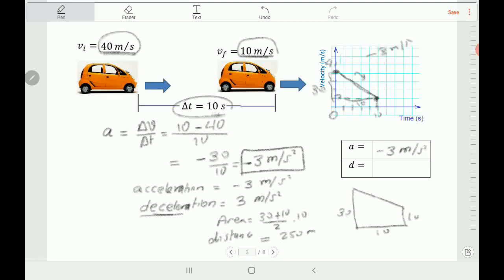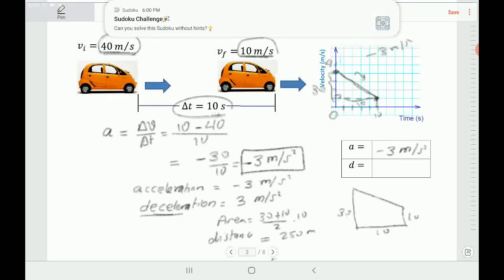So now we have two scenarios. Acceleration, when the speed is increasing, will be positive. And deceleration is going to be negative because the speed is decreasing. But for the distance, it's the same thing. It doesn't matter whether you are speeding up or not, you still drive the car, you still travel a distance. Okay, let's look at the last case.